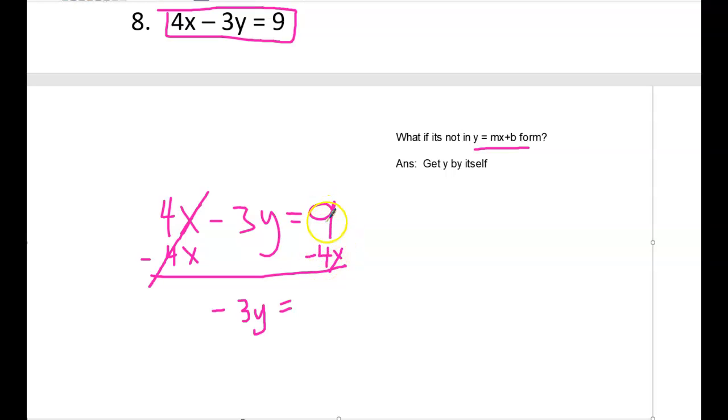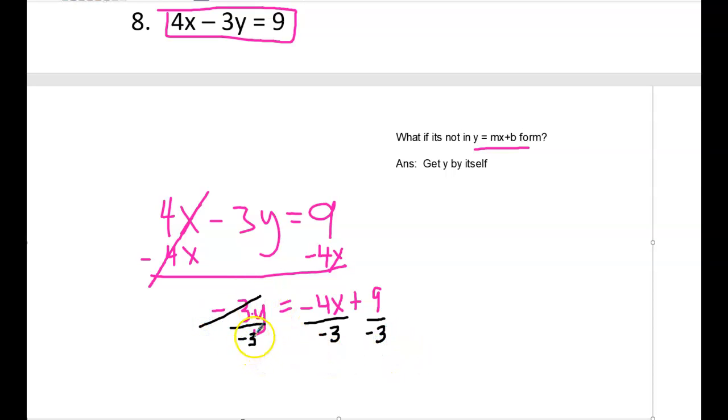Now these are not like terms. I can't actually combine the 9 and the negative 4x. So I'm going to put them next to each other. I have a negative 4x and a positive 9, and I'll just put them next to each other like that. Now the next thing I'm going to do to get rid of this 3, well, this negative 3 is multiplying this y. So the way that we're going to get rid of that is by dividing out the negative 3. But whatever you do to one side, you have to do to the other. So I have to divide everything by negative 3 there.